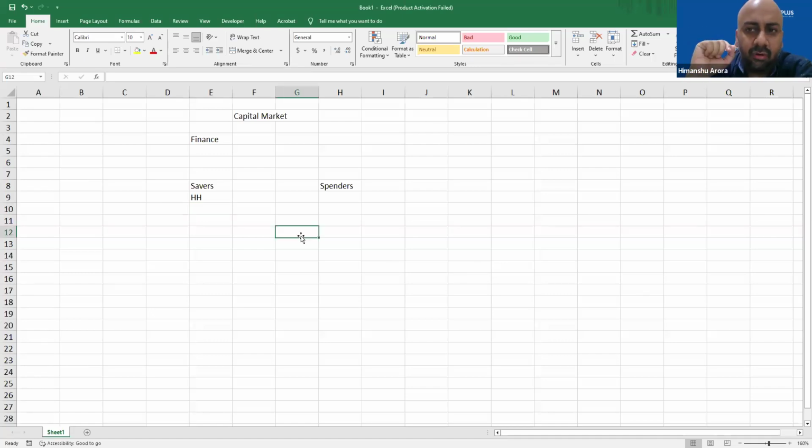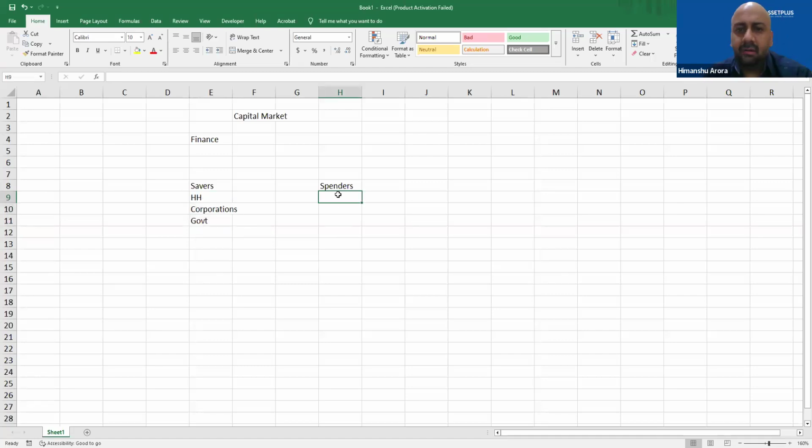So there are a few examples of savers. One is household, second is corporations, and the third is government. So all these participants save in the world. They save in their own world. These are the people who earn more than they can spend.